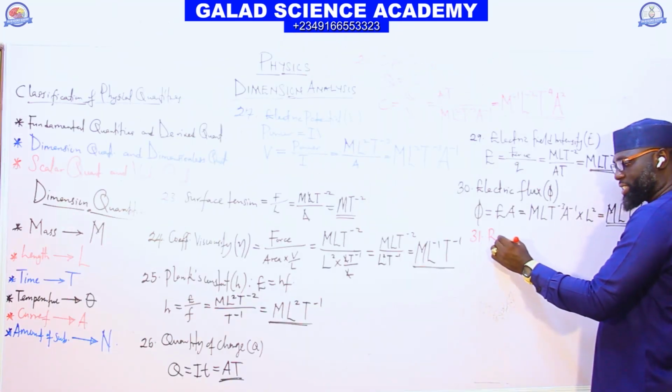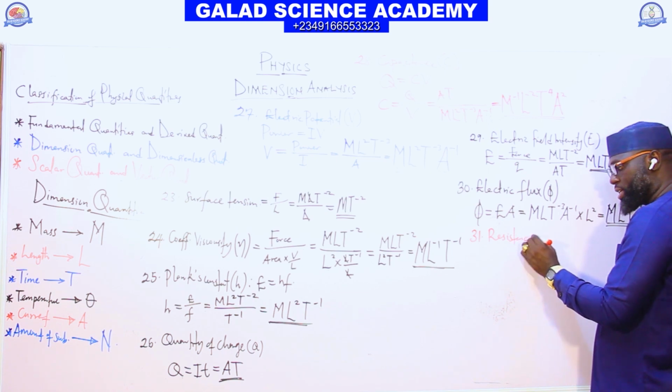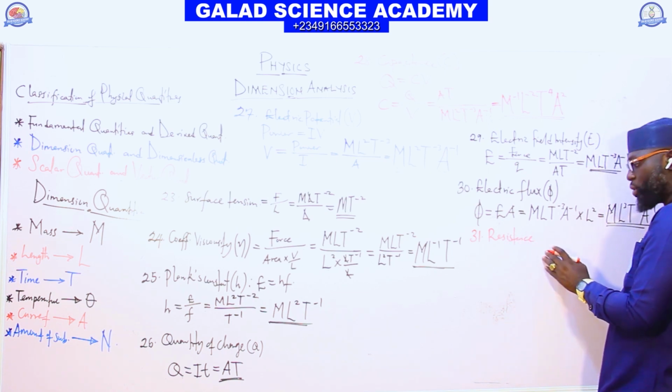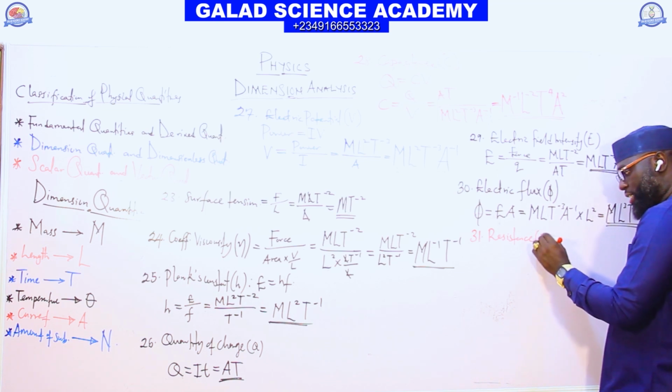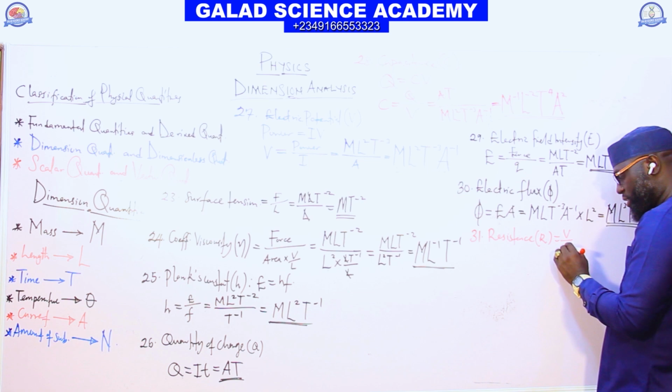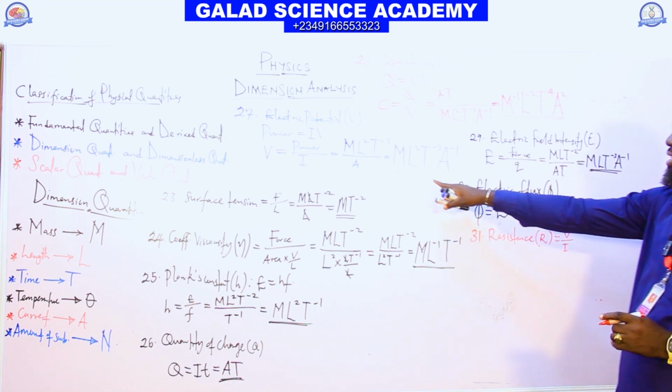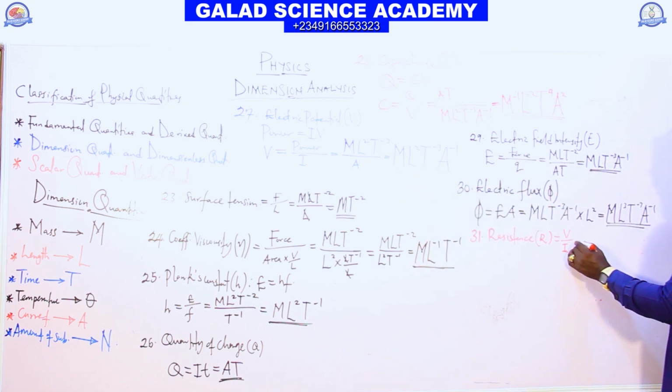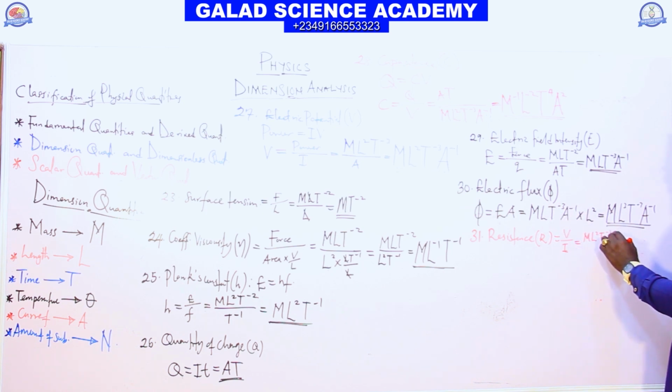Dimension for resistance: opposition to the flowing of current in a circuit. Resistance R is V over I. What is dimension for V? Electric potential is M L square T minus 3 A minus 1. Current is I. It will now become M L square T minus 3 A minus 2.